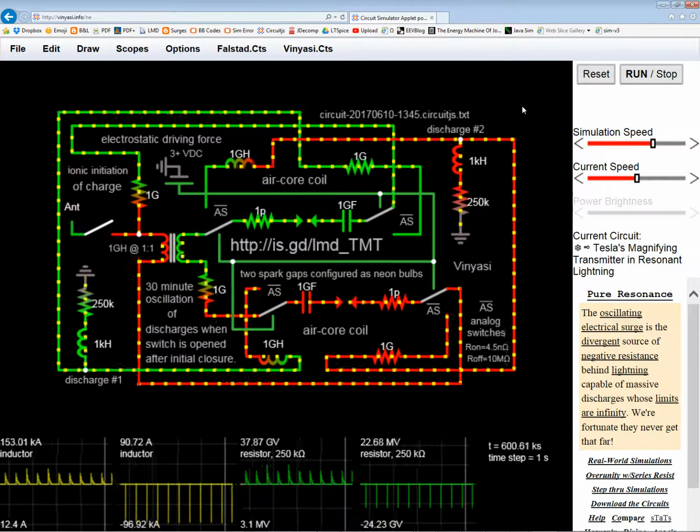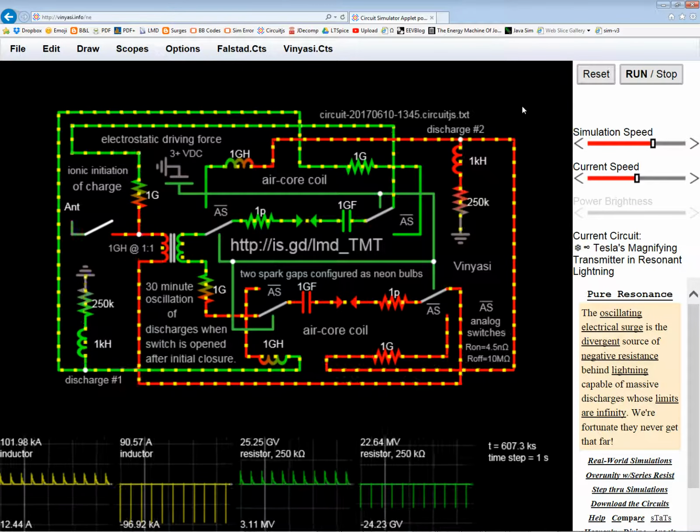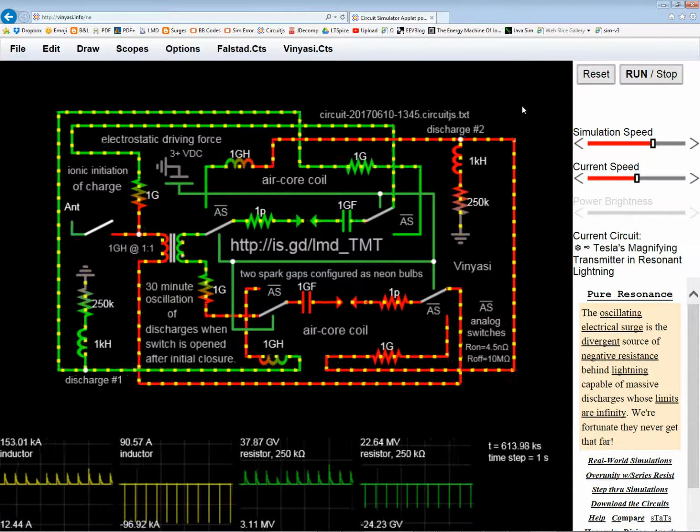Well, let me let you in on a little secret. That's not exactly the way it works. Even though that's the way we keep bandying around telling each other that's the way it works, that's not the way it works.